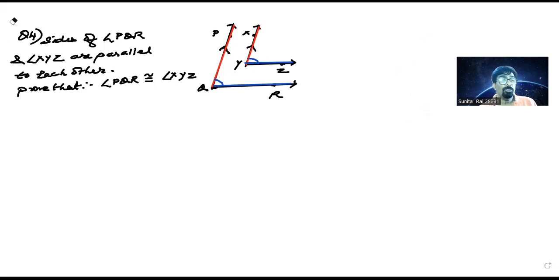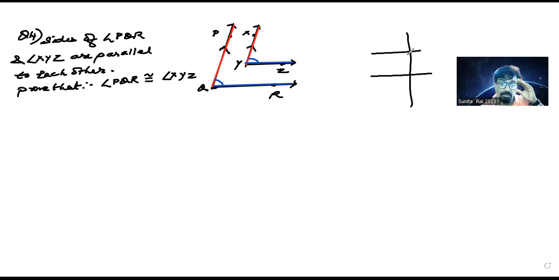Now, whenever you have parallel lines, the red rays are parallel, but they have no transversal. The blue rays are parallel, but they have no transversal. If you want to use any property or theorem of two parallel lines, it requires a transversal. A transversal is the line which cuts both the parallel lines. Got it? Because when there is a transversal, only then can you use the theorems.